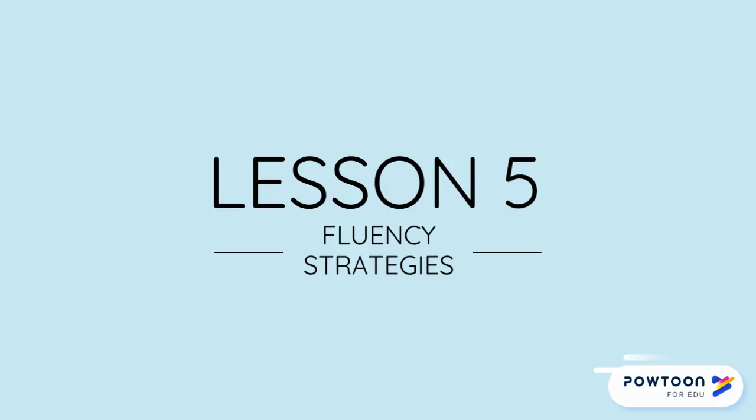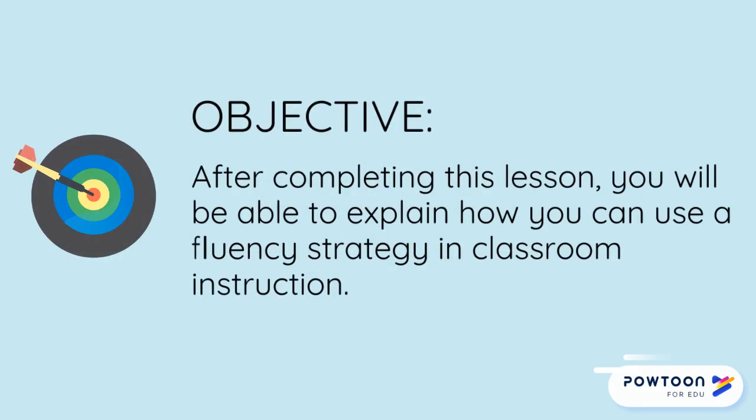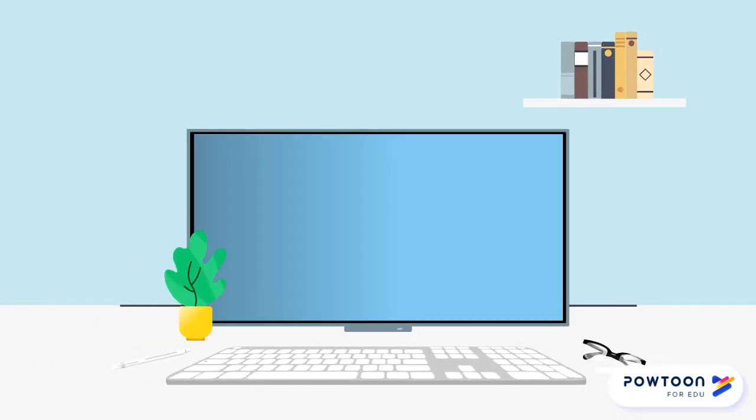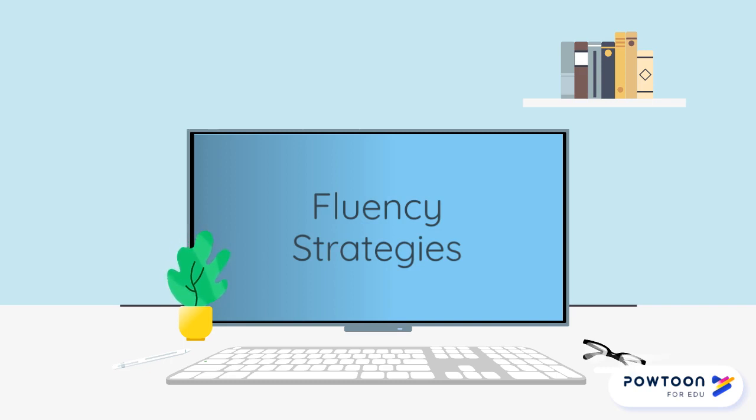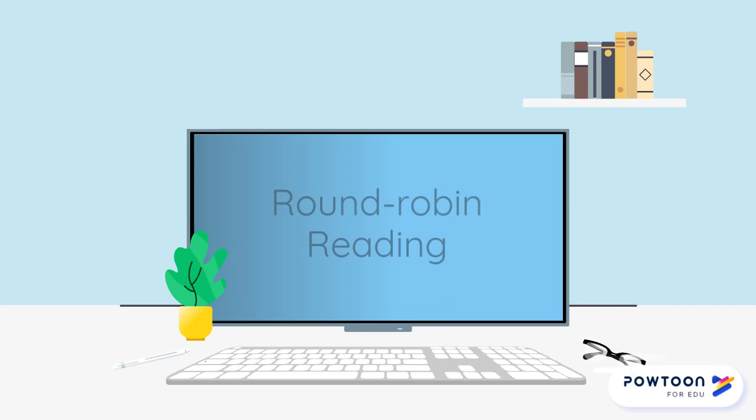Welcome to Lesson 5. After completing this lesson, you'll be able to explain how you can use a fluency strategy in classroom instruction. We're going to look at some strategies teachers can use to help build reading fluency, particularly connected text fluency, in students. But first, let's look at a practice called round-robin reading that is highly discouraged by reading experts.